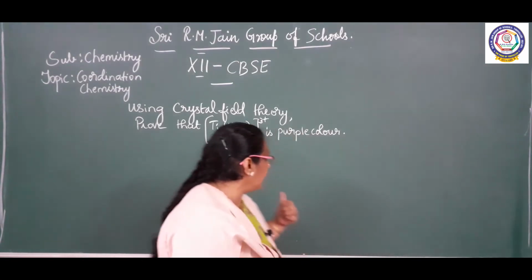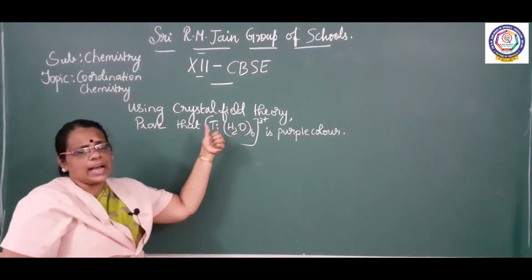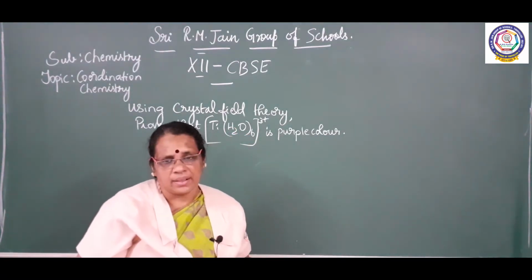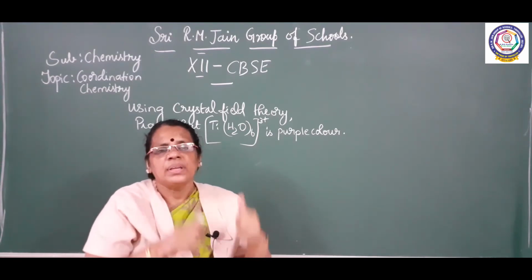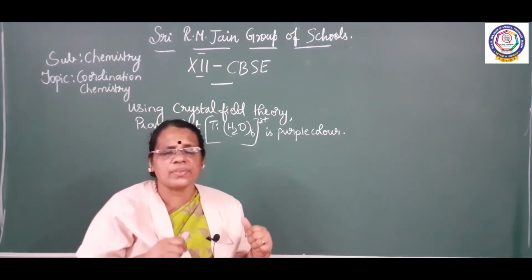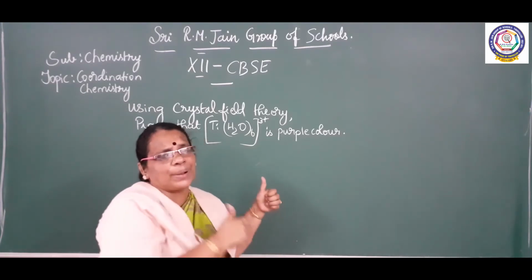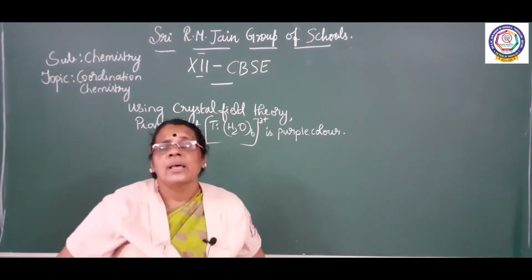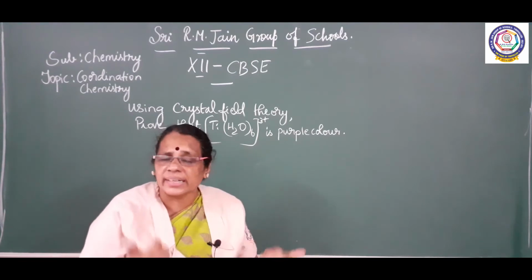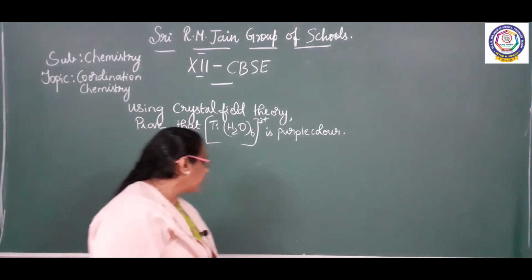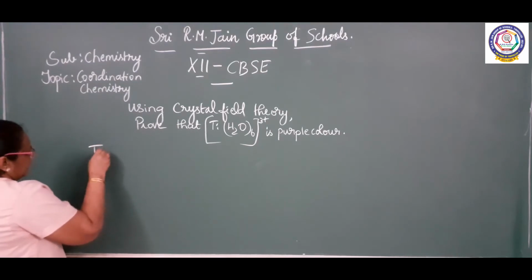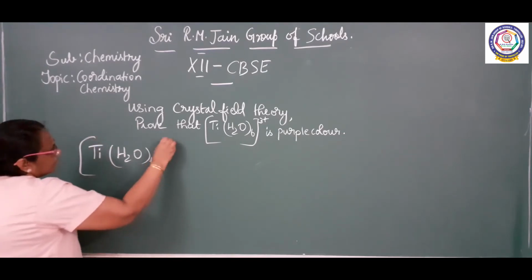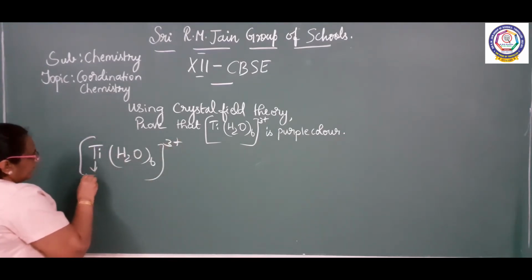Here I have taken an example with titanium: hexa aqua titanium 3 ion. The oxidation state of titanium is +3 here. We are going to see how this particular complex acquires purple color based on crystal field theory. Shall we see, children? You draw along with me. So here the complex is [Ti(H2O)6]3+. What is the central metal ion? Titanium.